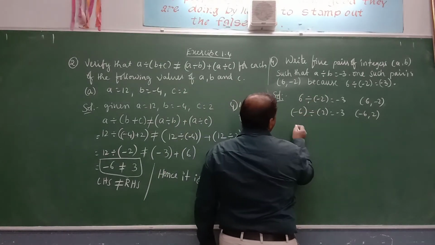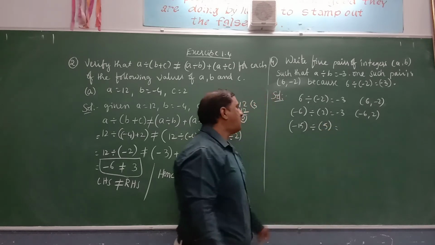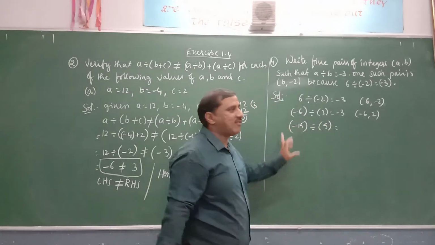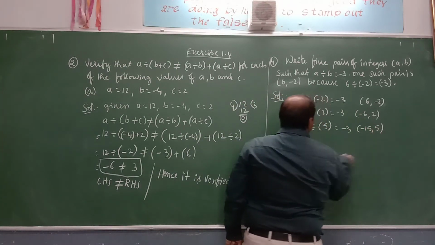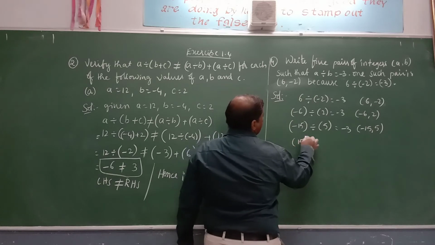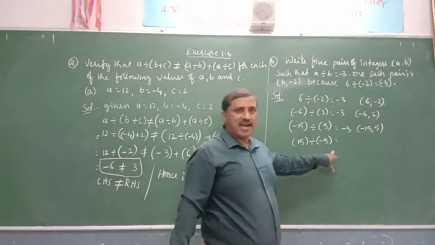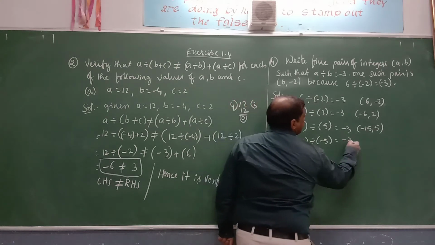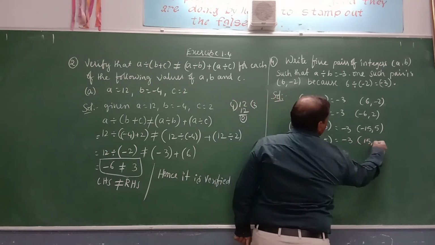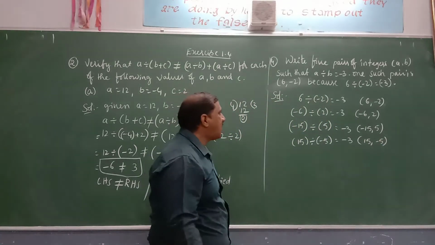Next we can increase this. So you take minus 15 divided by 5. 5 3s are 15 and the minus sign is there, we get minus 3. That is minus 15 comma 5. Now we change the sign. 15 divided by minus 5. Again a positive integer by a negative integer, we get a negative integer, and 5 3s are 15, minus 3. So what is the other pair? It is 15 comma minus 5. Next we take one more pair.